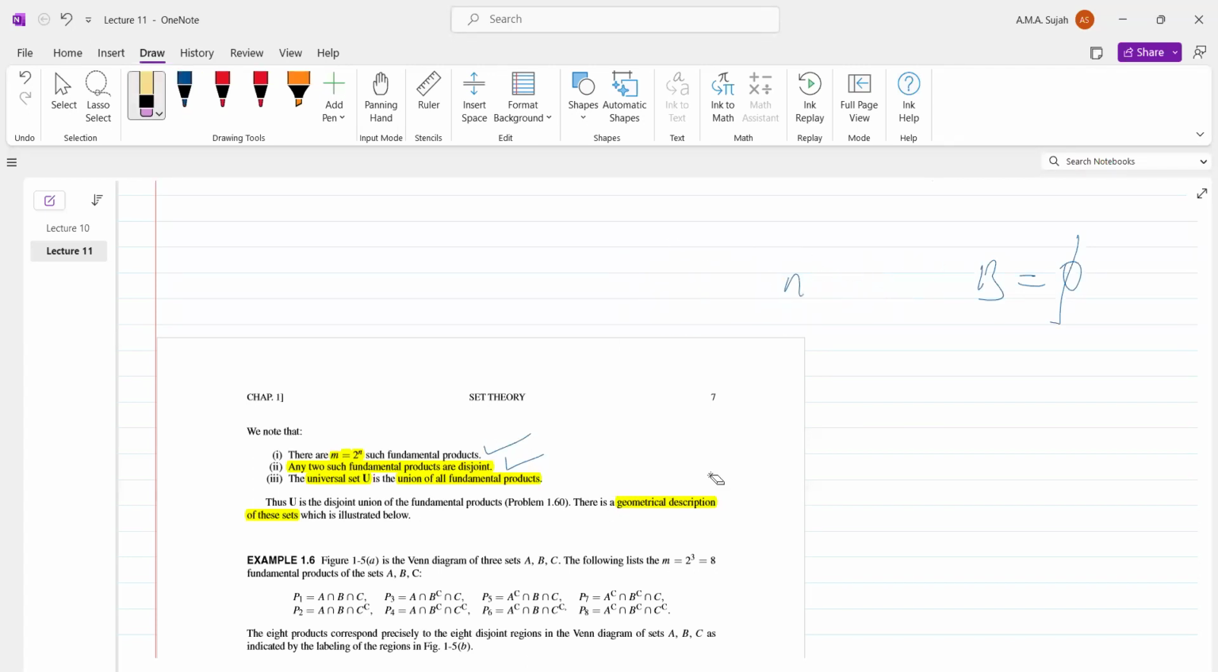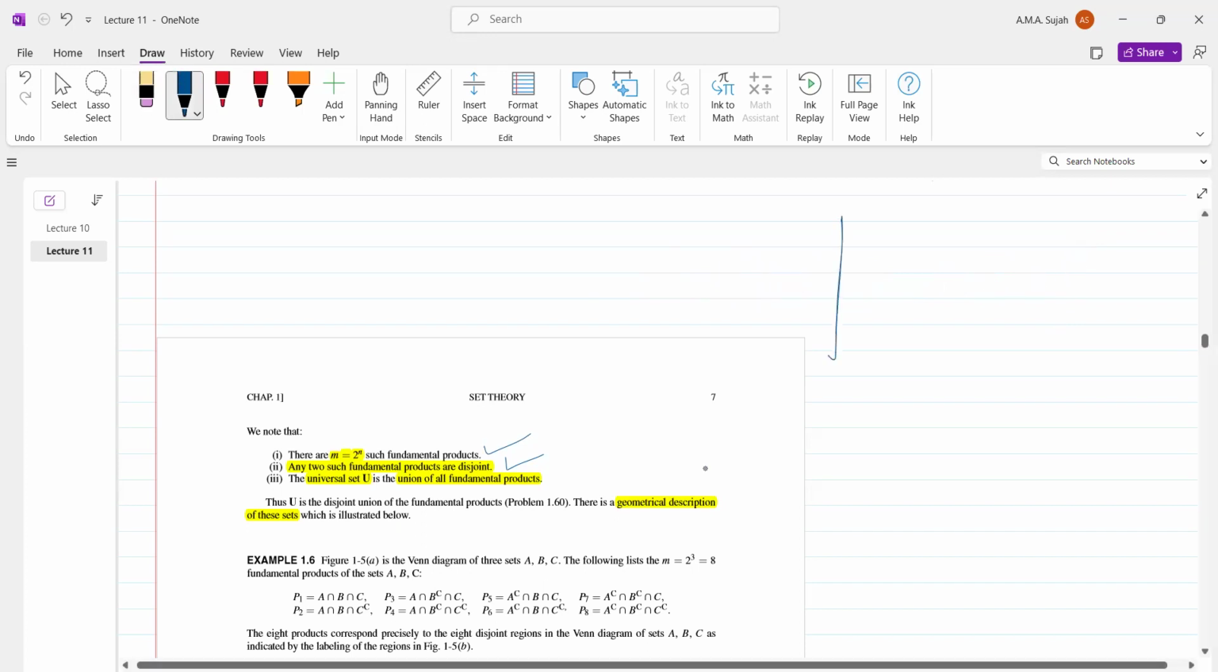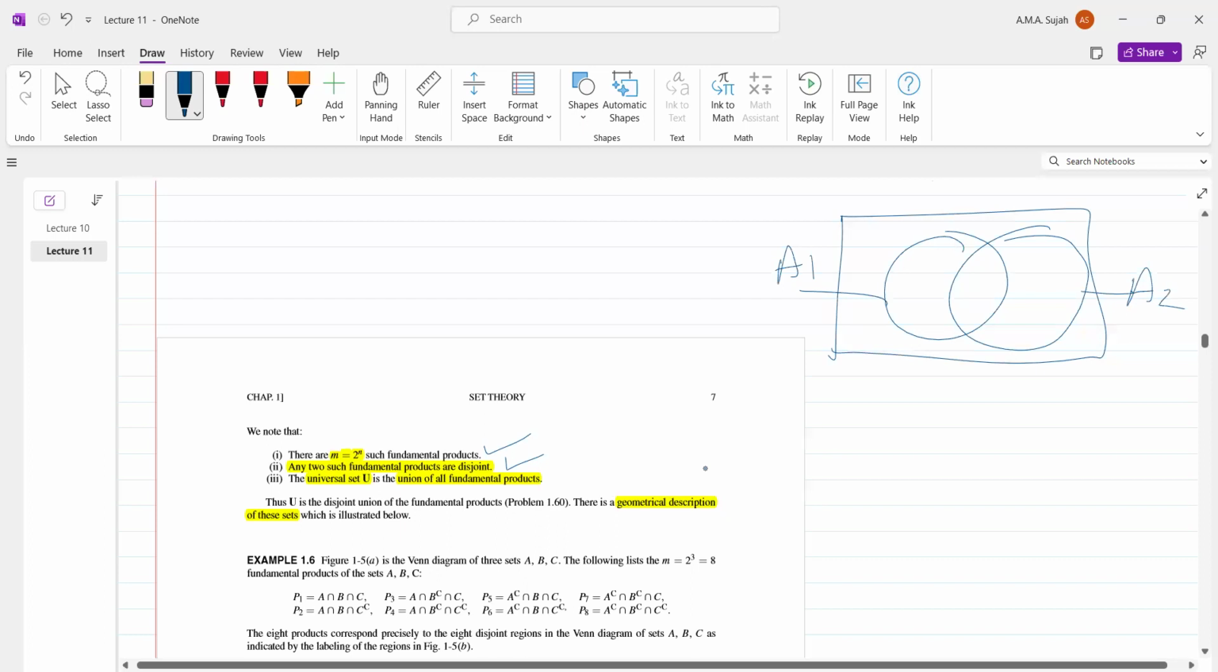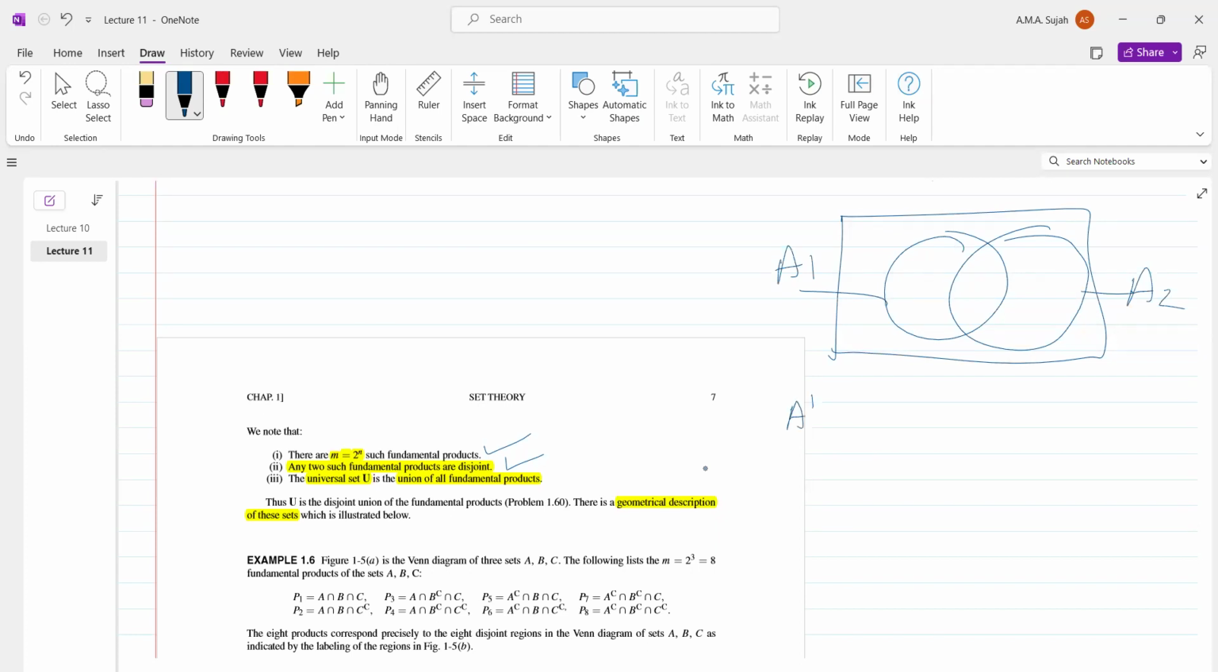So if you look at here, let's say now we just consider we have two sets, A1 and A2. What are the four different elements of these products? The first one, we can say A1 complement intersection A2 complement.